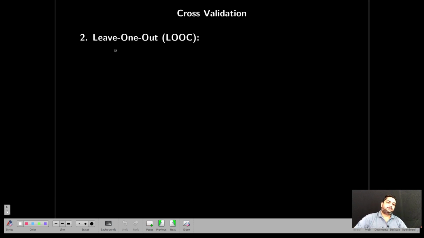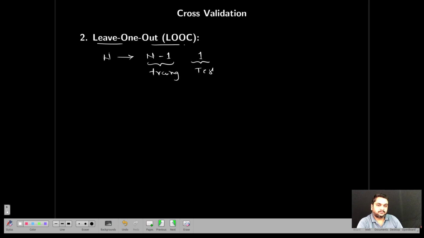Next, the next approach is leave one out. Okay, cross validation technique, leave one out. So let us say there are n samples or data points. What it says is you take n minus 1 data points for training and only one data point for testing. So this is called leave one out. So one I am leaving out. Then repeat this process n times. That means for every data point you repeat this.